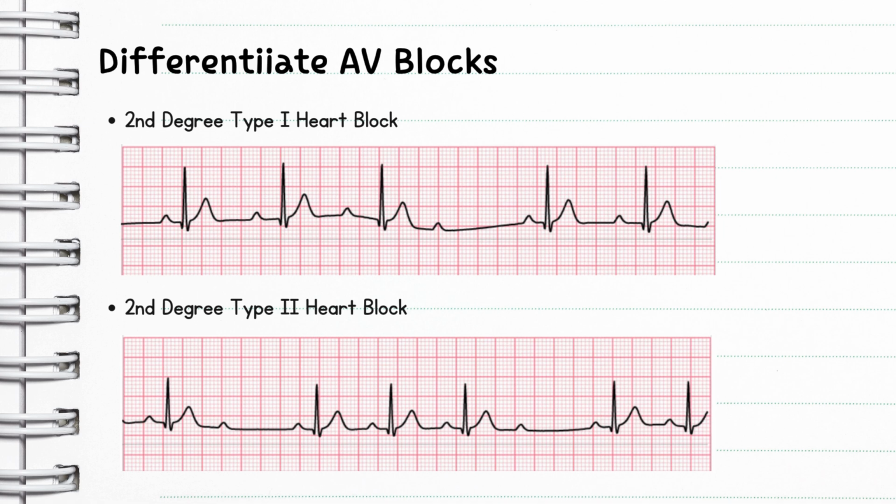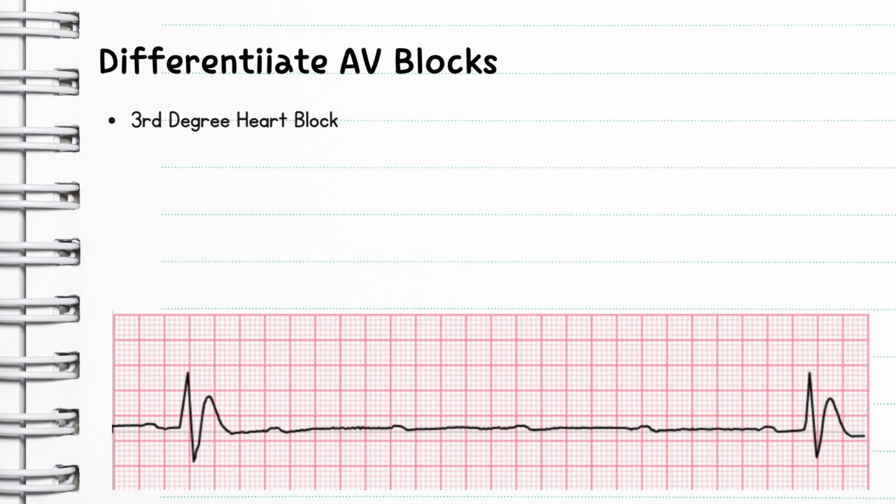So just to summarize again, type 1, also known as Mobitz 1, the PR interval gradually lengthens leading to a dropped beat. Then the cycle repeats. In type 2, also known as Mobitz 2, the PR interval remains constant, but beats are randomly dropped, making it more serious and often requiring intervention. So you need to be able to understand the difference between these two and identify them. Now, third degree heart block.